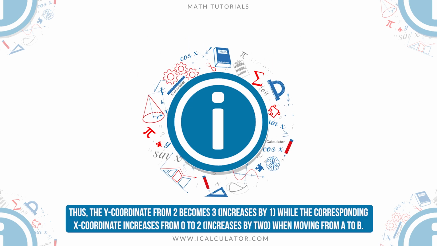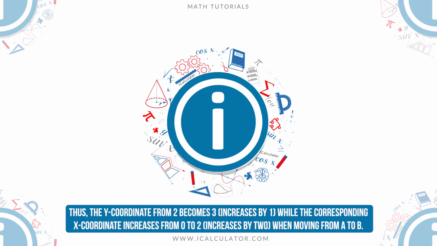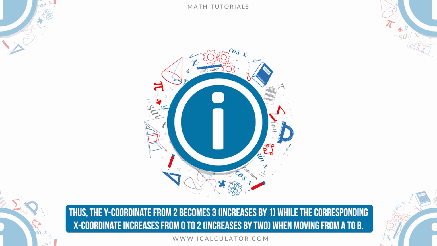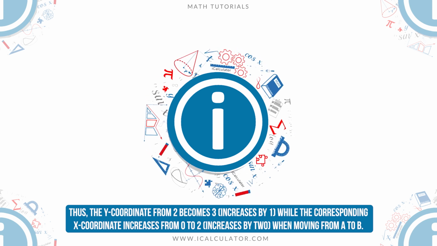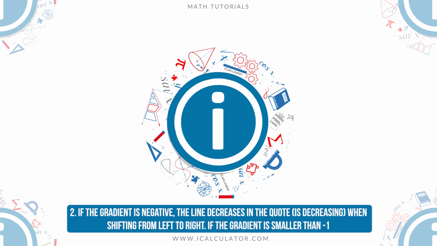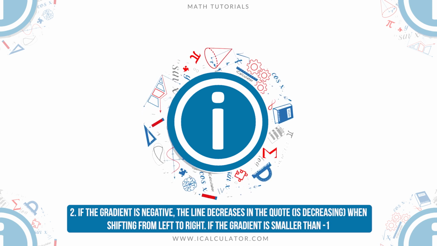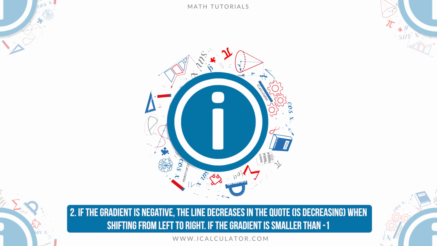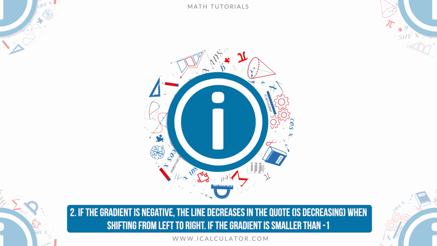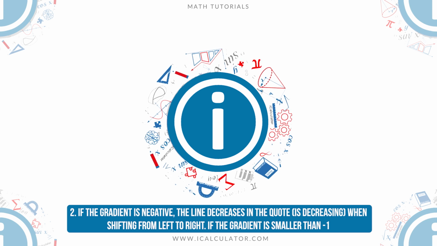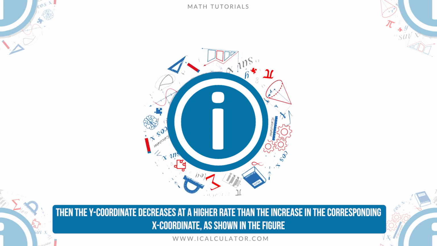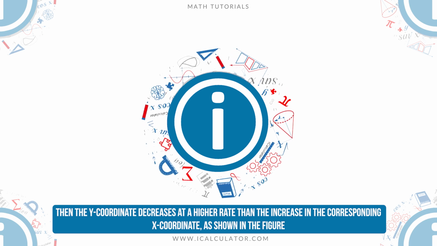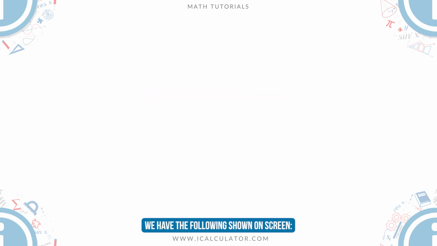Thus, the y-coordinate goes from 2 to 3, an increase of 1, while the corresponding x-coordinate increases from 0 to 2, an increase of 2, when moving from A to B. 2. If the gradient is negative, the line is decreasing when shifting from left to right. If the gradient is smaller than -1, then the y-coordinate decreases at a higher rate than the increase in the corresponding x-coordinate, as shown in the figure. We have the following shown on screen.